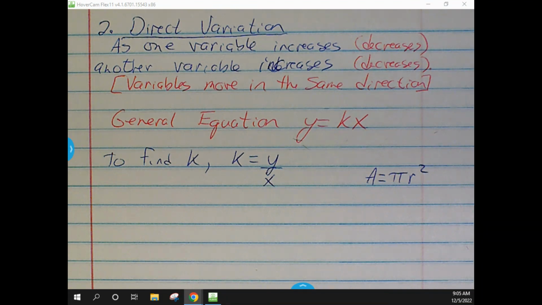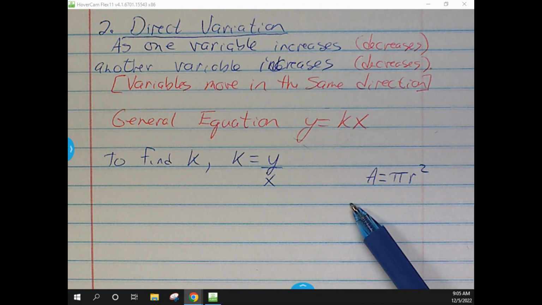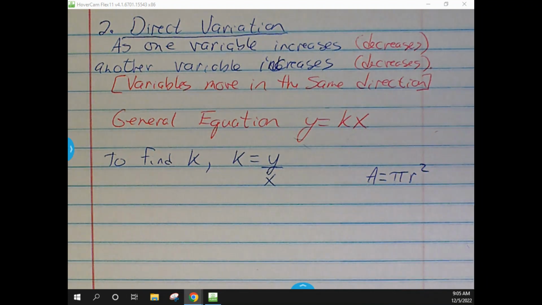A lot of those are direct variation equations, because what happens if you make the radius of a circle bigger? The area also gets bigger, right? What happens if you increase the diameter of a circle? The circumference also is going to get bigger, right? So an example of a direct variation equation is area equals pi r squared.